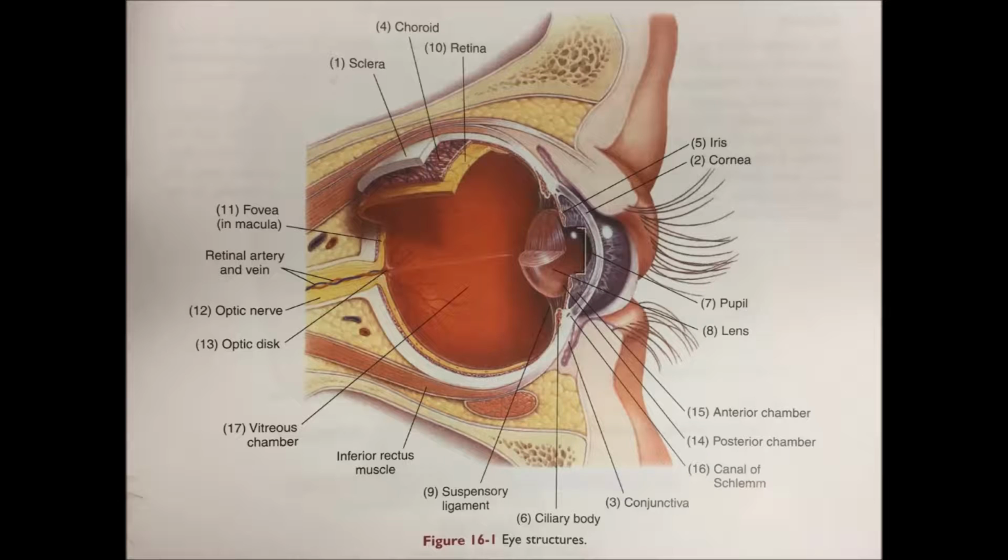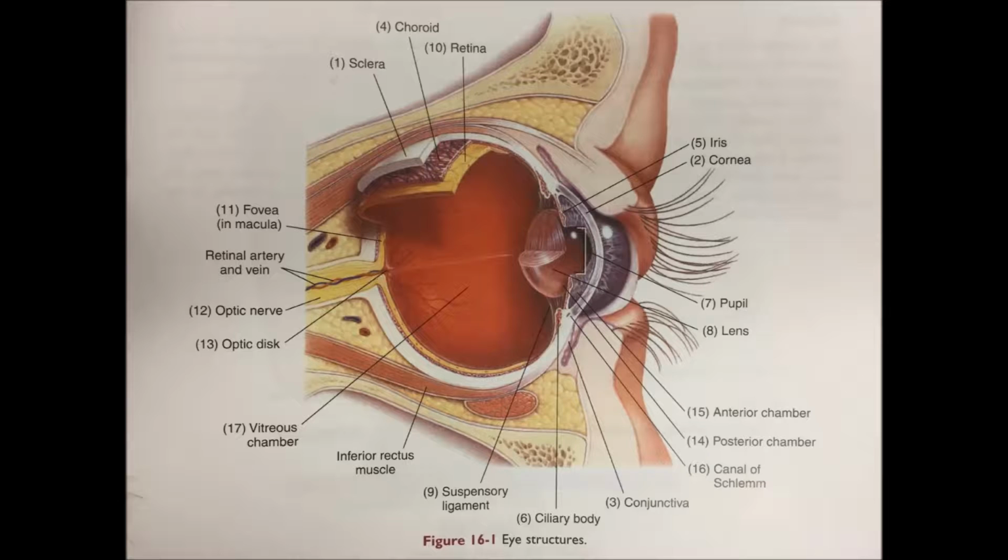This diagram is of the eye and its various components. The eye is a globe-shaped organ that is split into three different tunics, or layers: the fibrous tunic, the vascular tunic, and the sensory tunic. Using this diagram, I will explain the structure and function of each of these three tunics.